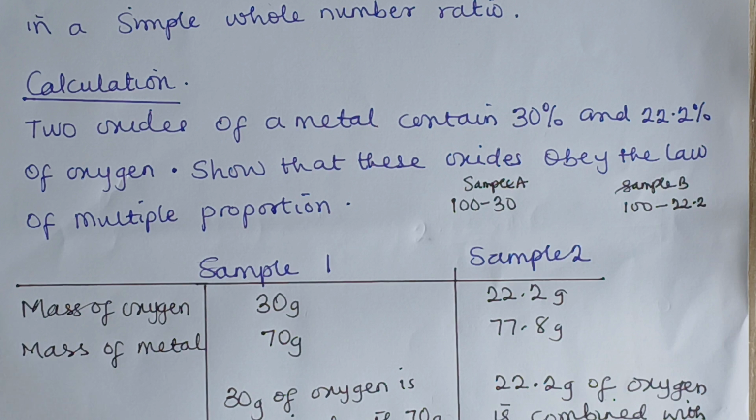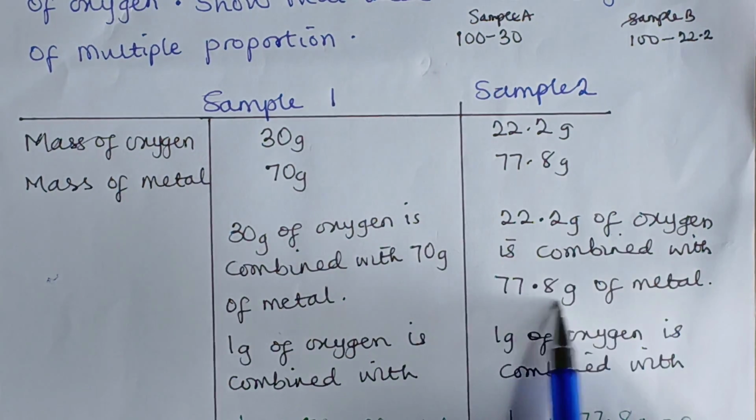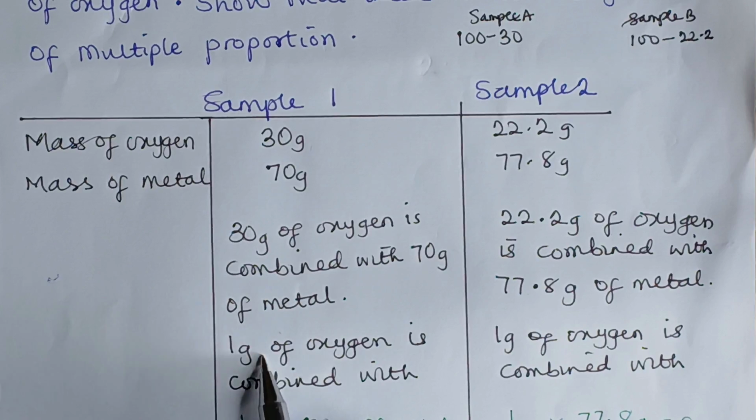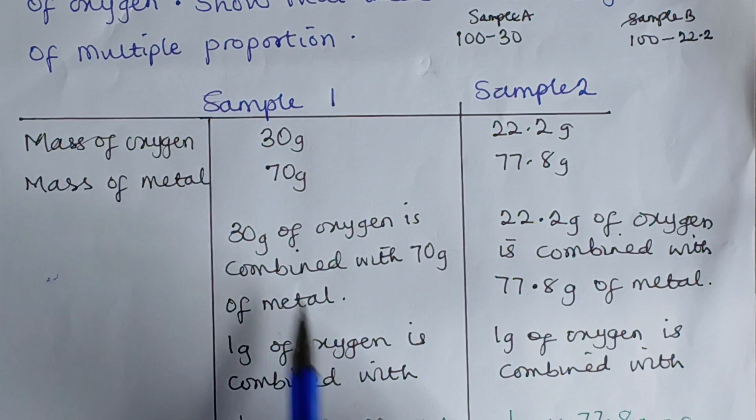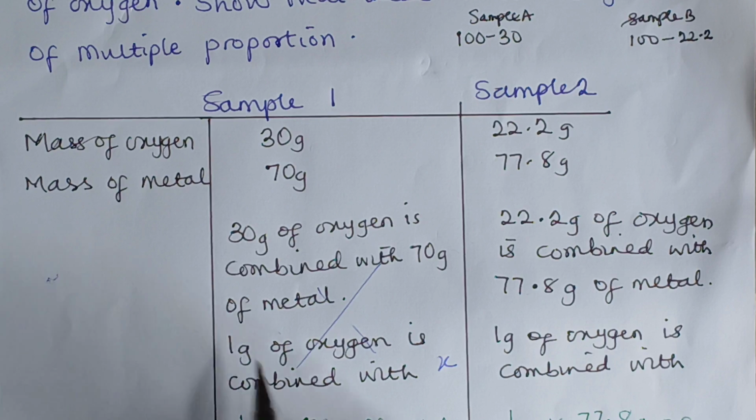So how do we prove that this supports the law of multiple proportion? If 30 grams of oxygen is combined with 70 grams of the metal, and 22.2 grams of oxygen is combined with 77.8 grams of metal, what will 1 gram combine with? You have 30 gram combining with 70. So 1 gram of oxygen will combine with what? With X. So cross multiplying, we have 1 gram multiplying 70 is equal to 30 multiplying X. And so you have to divide both sides by 30. So you have 1 times 70 over 30, which gives us 2.3.